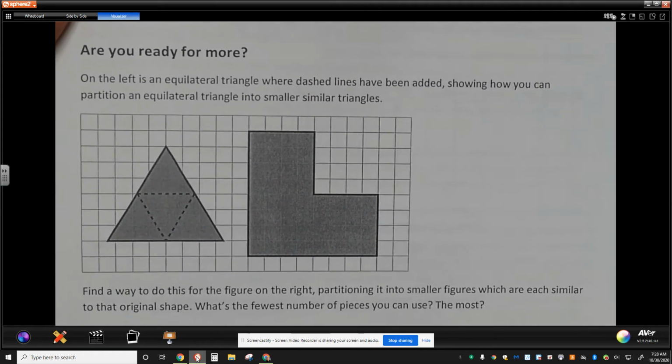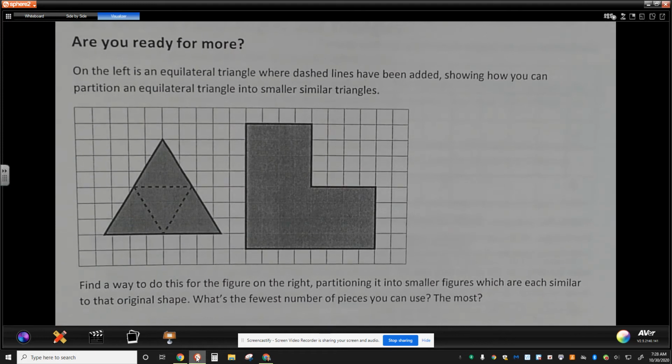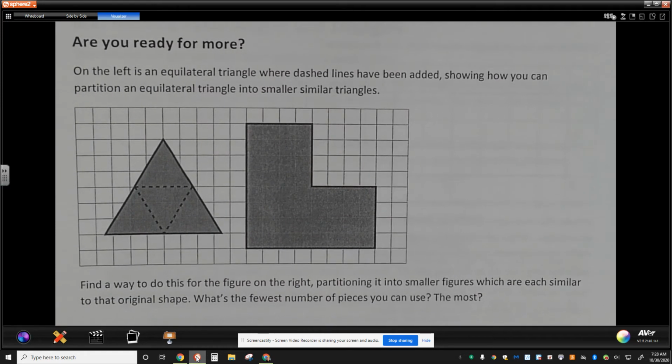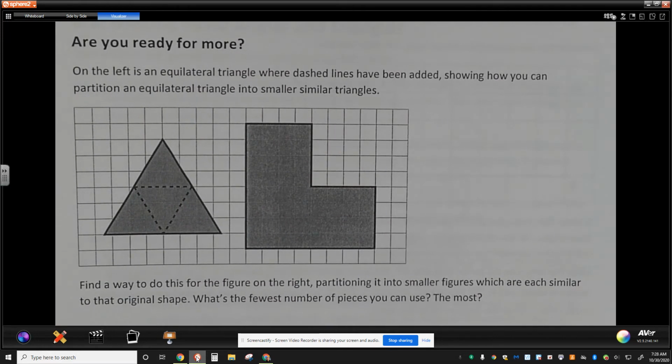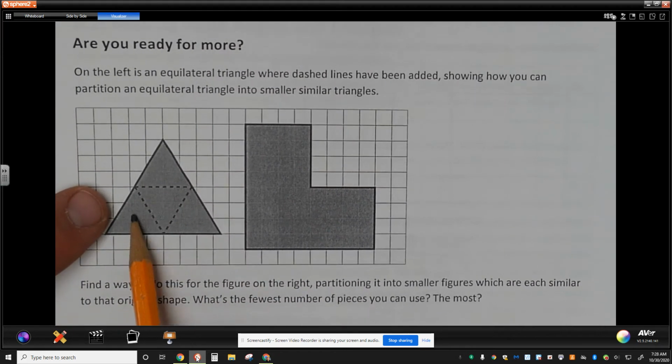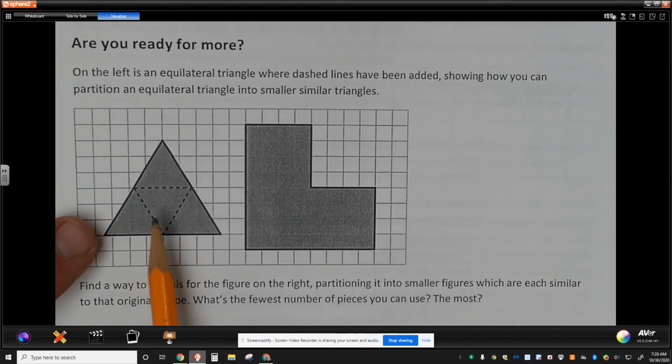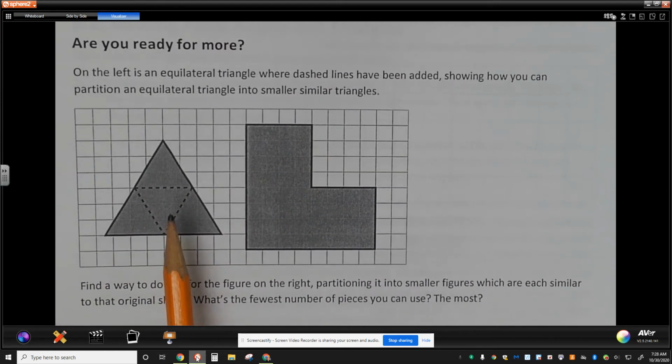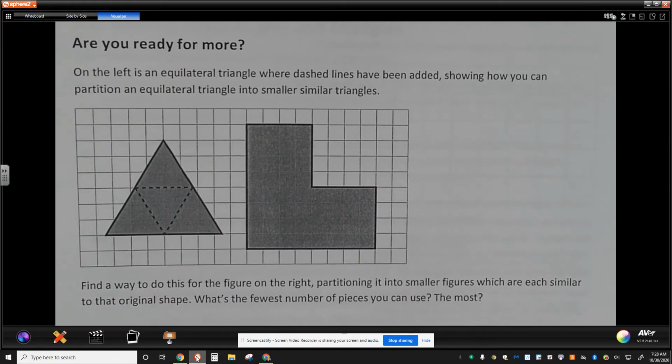Here's one more with the same requirements. On the left, we're skipping over 7-3, by the way. On the left is an equilateral triangle where the dashed lines have been added, showing that you can partition an equilateral triangle into smaller similar triangles. So this has been broken up into triangles that have equal side lengths and equal angles. These little triangles are exactly the same shape as the larger equilateral, but it's broken down into 4 triangles.